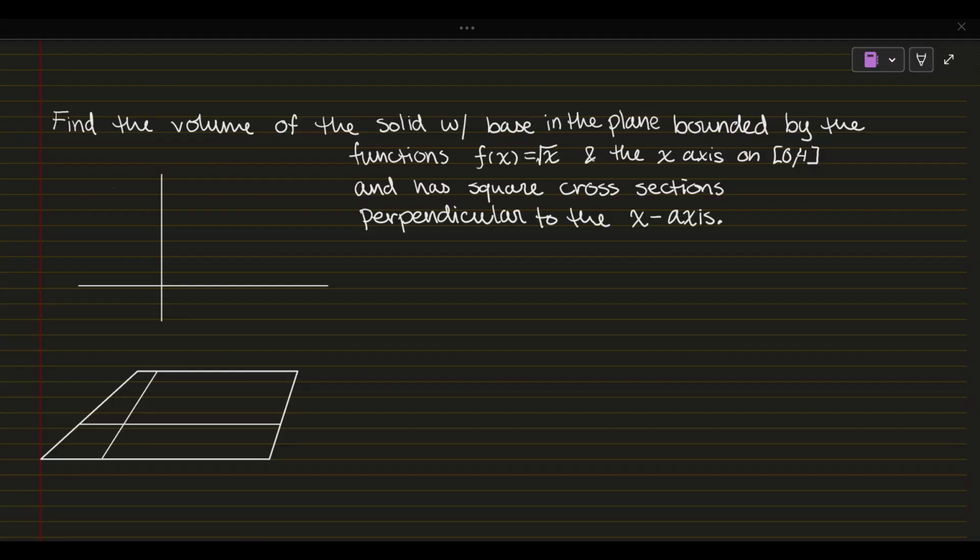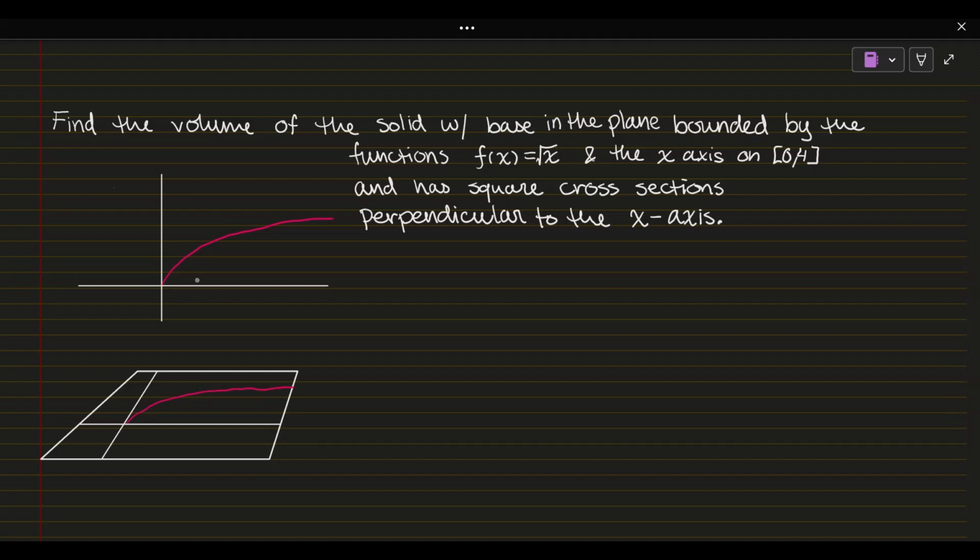Okay, so we're going to apply that intuition to this problem here. I want to find the volume of a solid with base in the plane, bounded by the function f of x equals the square root of x, and the x-axis on the interval 0, 4. It has square cross-sections perpendicular to the x-axis. So let's draw what we're talking about here. Now this picture is going to look really similar to what I just showed you. So I'm going to go ahead and draw this in 2 and 3 dimensions.